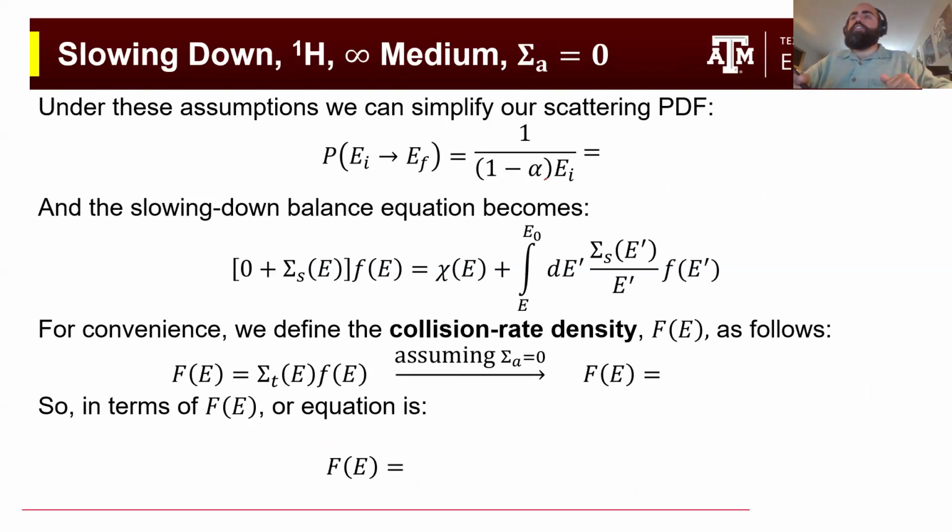If we take those assumptions, then we can simplify our scattering PDF. We're saying that for hydrogen, alpha is 0. So this probability density function actually looks really nice. It's just 1 over EI.